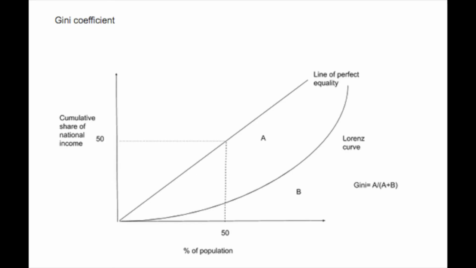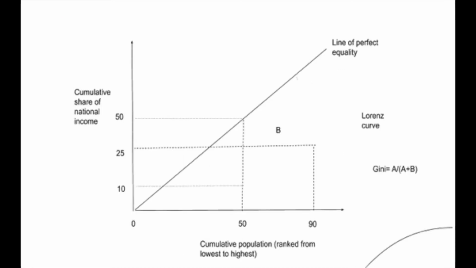Therefore, if we take the area between a nation's line of perfect equality and their Lorenz curve and call this area A, and the area beneath a nation's Lorenz curve and call this area B, then the ratio of A divided by the total area under the line of perfect equality, which is the area A plus B, would give you the Gini coefficient. So just to summarize, the equation for the Gini coefficient is A over A plus B. The Gini coefficient allows us to get a pretty good idea when comparing the level of equality between different countries.